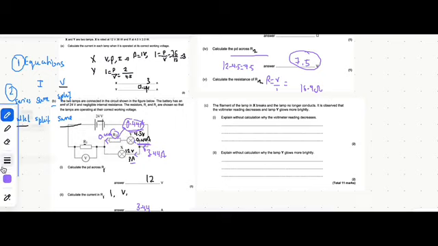Hopefully that made sense. Like I mentioned, this is probably the most difficult question on electricity. I'm going to rub all this out for part C, just because everything's getting too messy. But if you do need to, you can just always rewind the video and go back to finding the values.